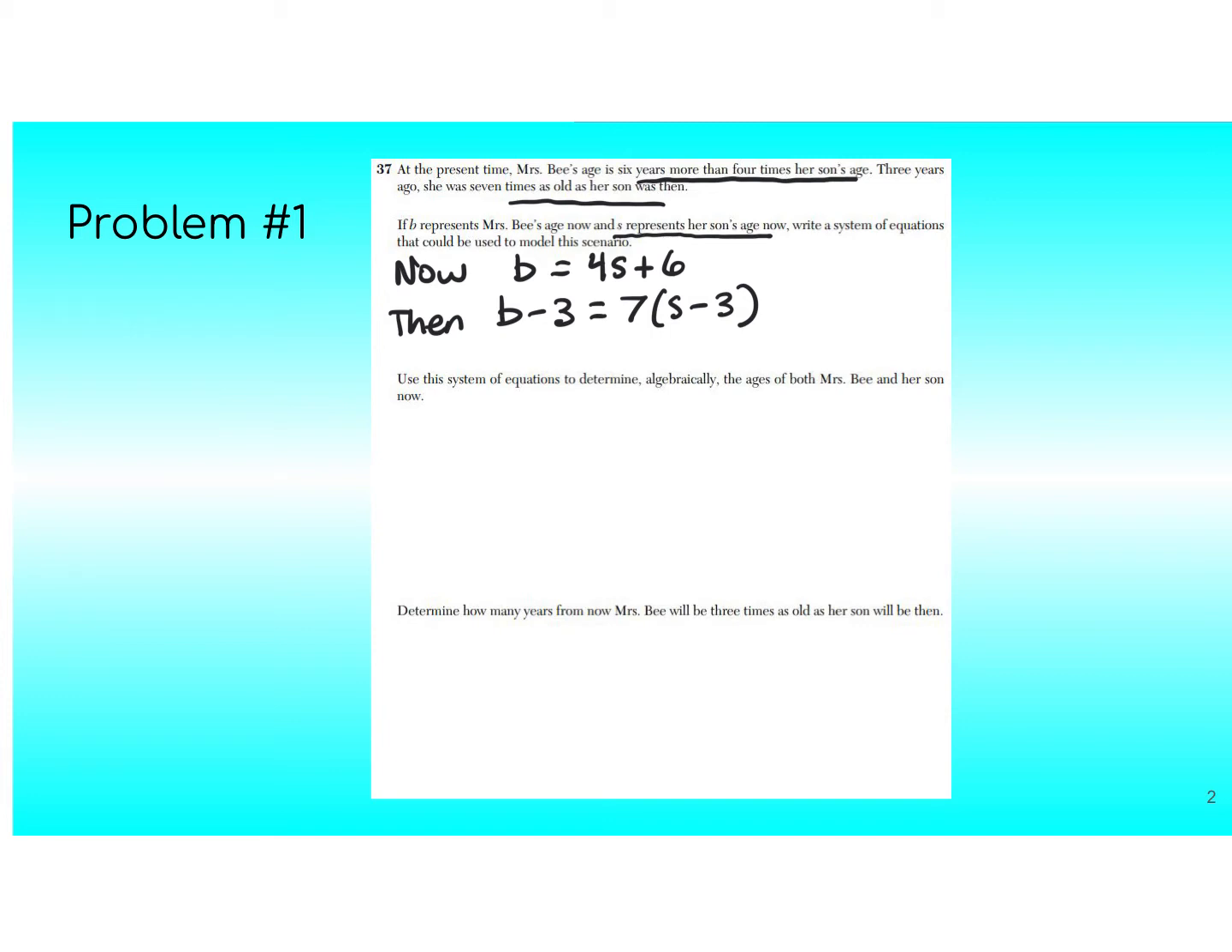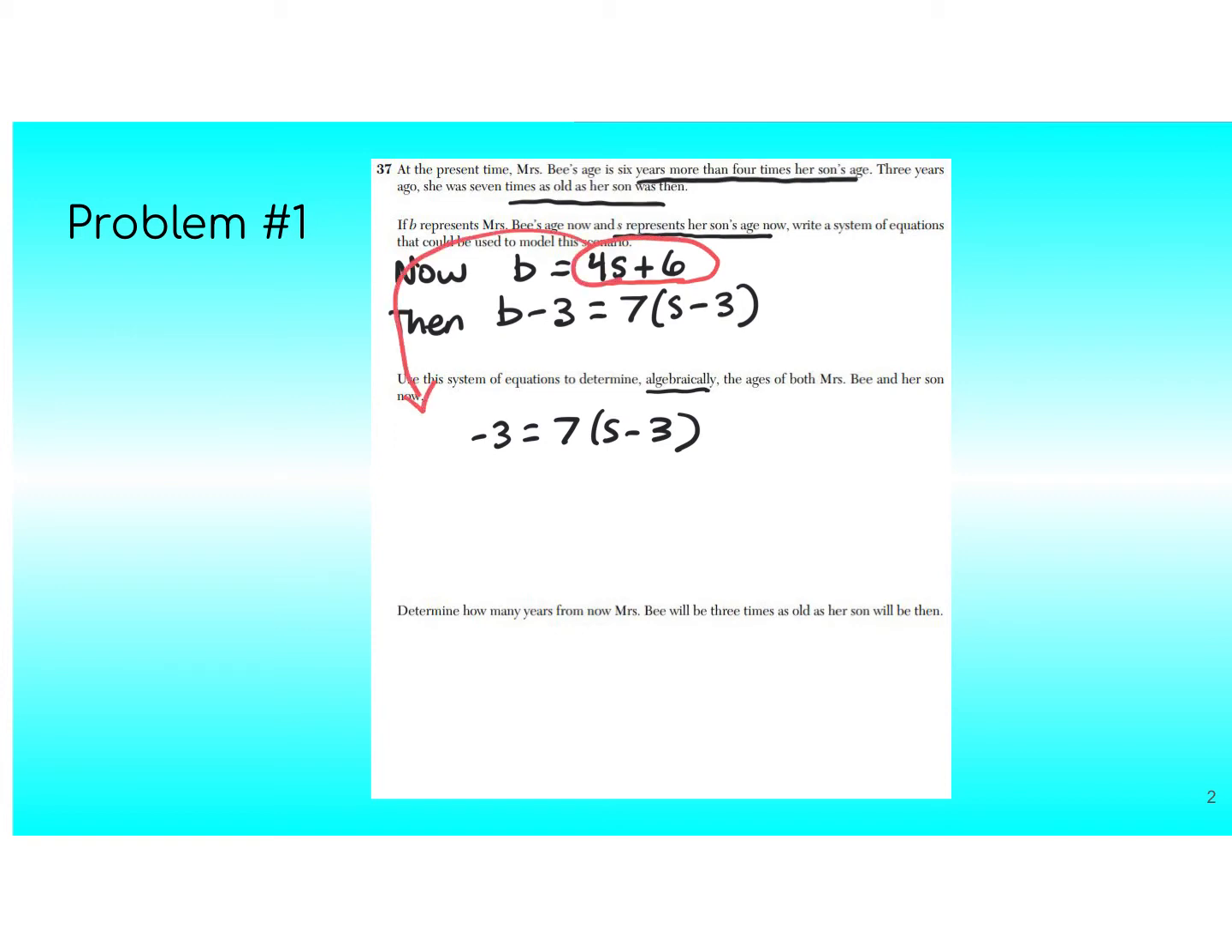Now it says determine algebraically. So we would need to decide what we want to use. I'm going to use substitution because 1 is already solved for B. So we will have that we know B is 4s plus 6. So we'll use the second equation. B minus 3 equals 7 times S minus 3. But I'll replace that B with my 4s plus 6. So I'll just show that.